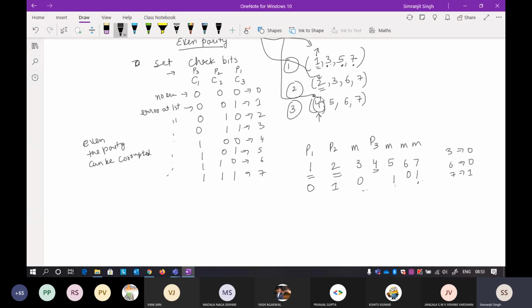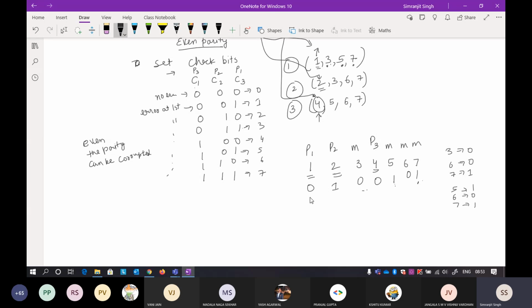In the similar way, the fourth parity is checked by 5, 6 and 7. So what is at 5, 6 and 7? At 5 it's 1, at 6 it's 0, and at 7 it's 1. So it is already an even parity. So to keep it even, you just have to add a 0 here.